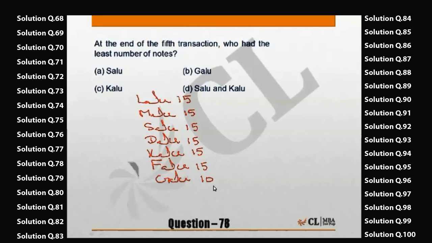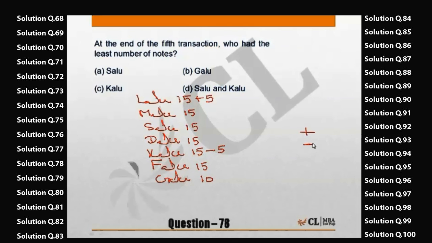The first condition is Lalu took 5 notes from Kalu. So in case of Lalu, he would get plus 5 and Kalu will get minus 5. One thing is obvious, that whenever you receive something from someone, there would be a plus against your name, and if you give, there would be a minus against your name, and every transaction would result in 1 plus and 1 minus.